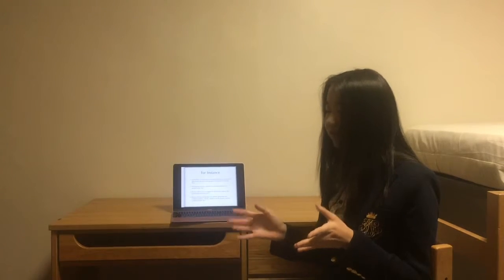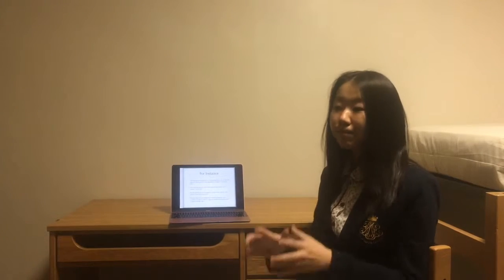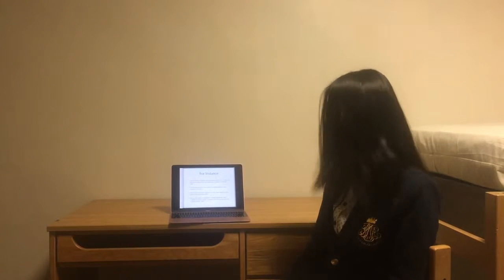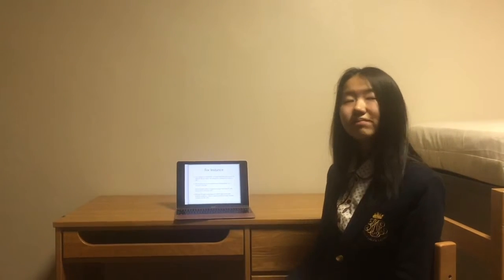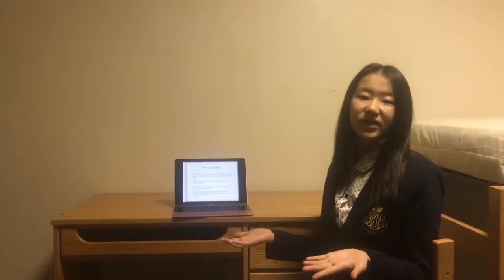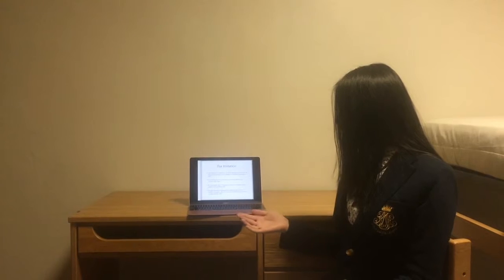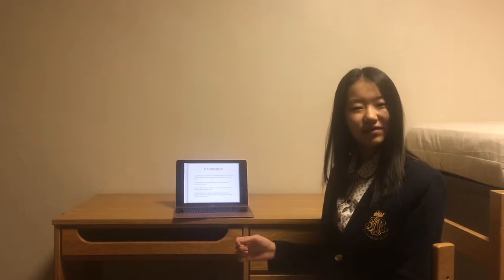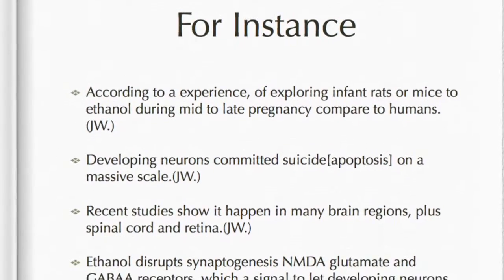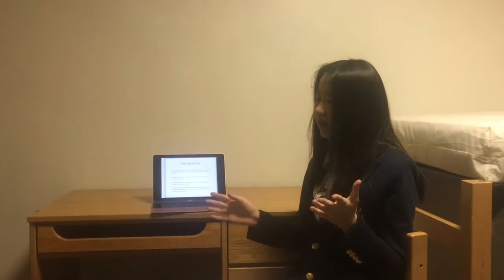So they actually found out that developing neurons commit suicide, or, in a more scientific way, apoptosis. On a mass scale, remember, mass scale. Recent studies have shown it happens in many brain regions, plus the spinal cord and retina. Those are very important parts of the nervous system. Axon disturbance, synaptogenesis, NMDA. Pronunciation issue, please ignore it. I will show the picture later so you can search it on Google by yourself. And NMDA, glutamate and GABA receptors will send signals to your cell, the developing neuron, and then the developing neuron will undergo apoptosis. Boom!